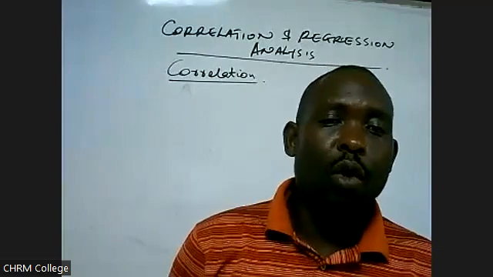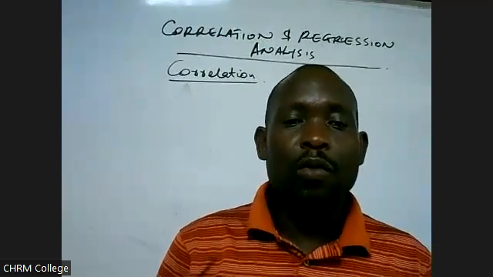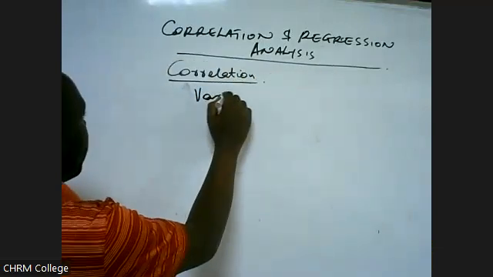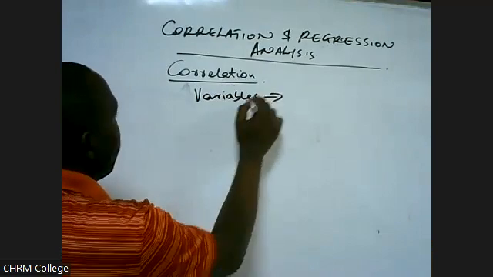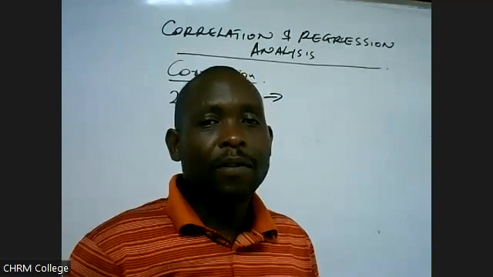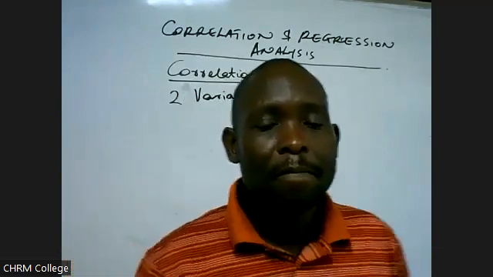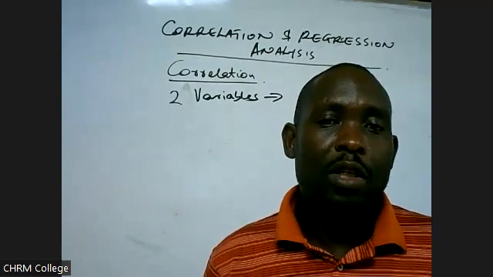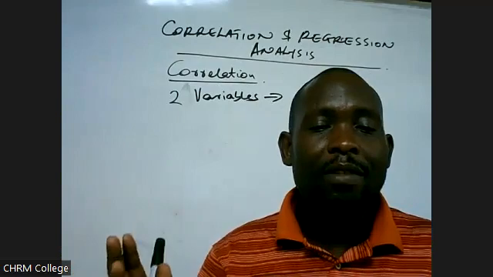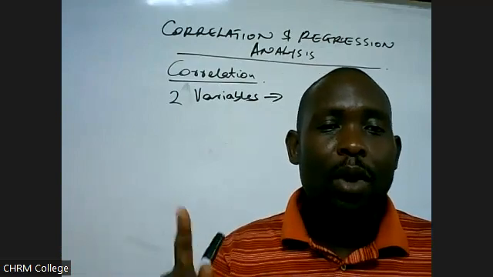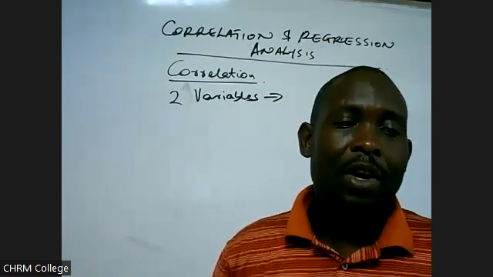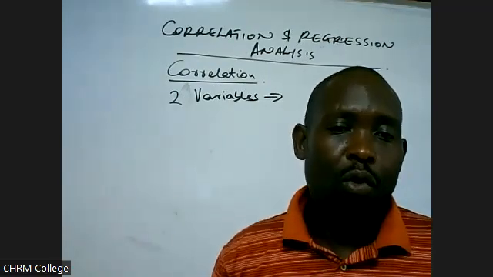So when we are trying to compute the correlation, we are talking about two variables and how these two variables are going to be related. In simple terms, we have cases like price and sales volume, the quantity that is going to be sold. We want to see if we adjust the price either downwards or upwards, what would be the effect on the quantity that will be sold.